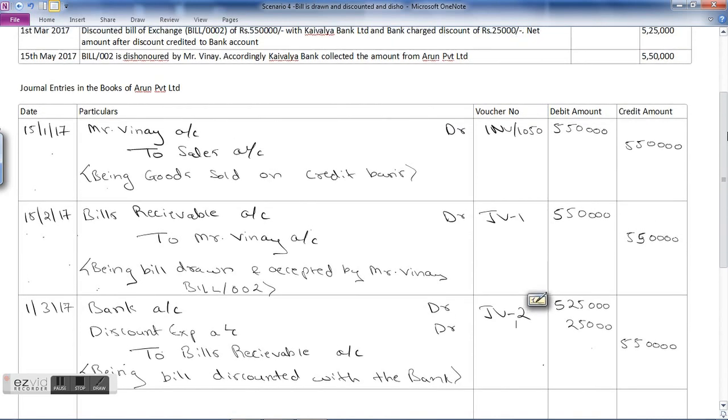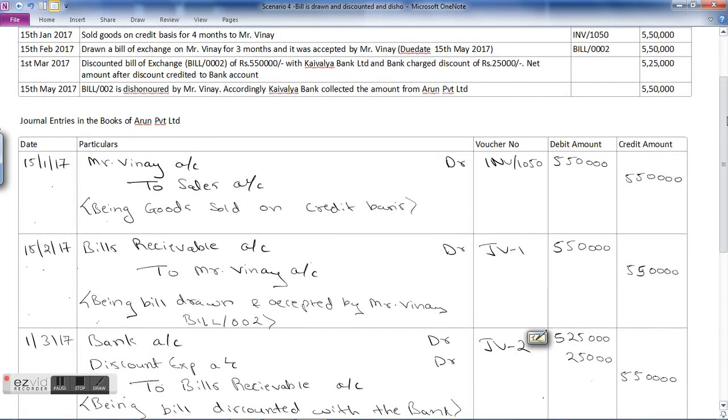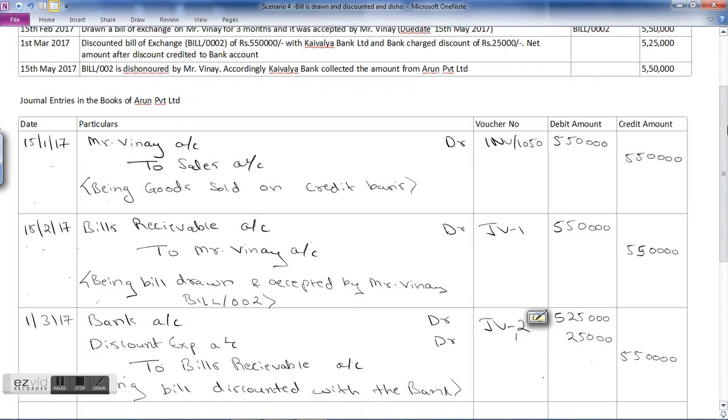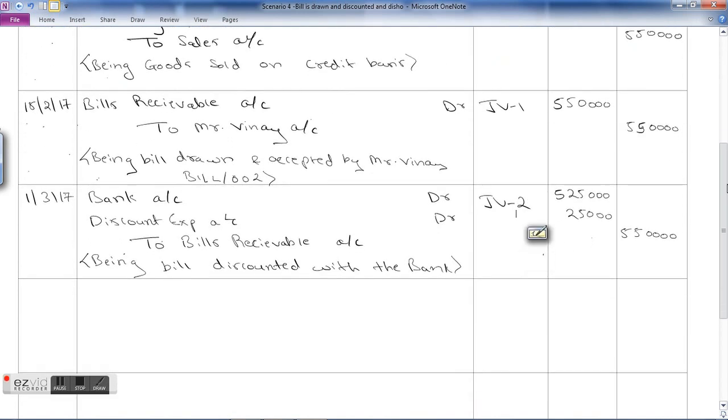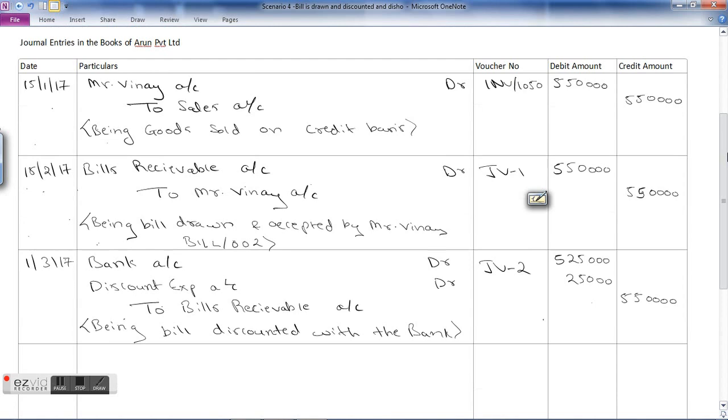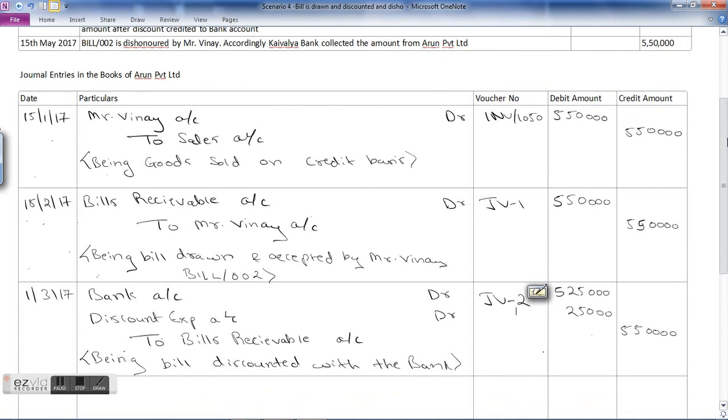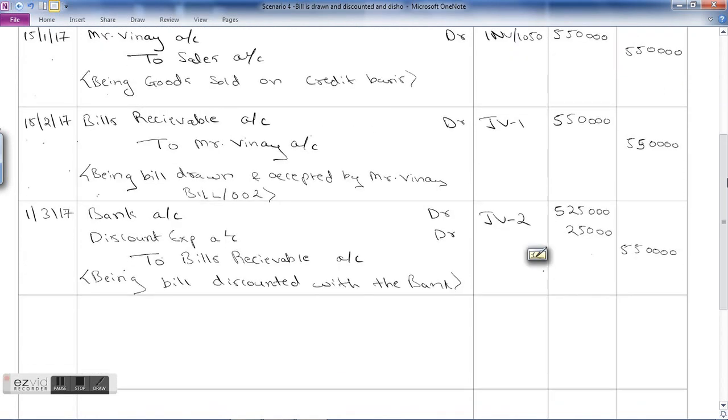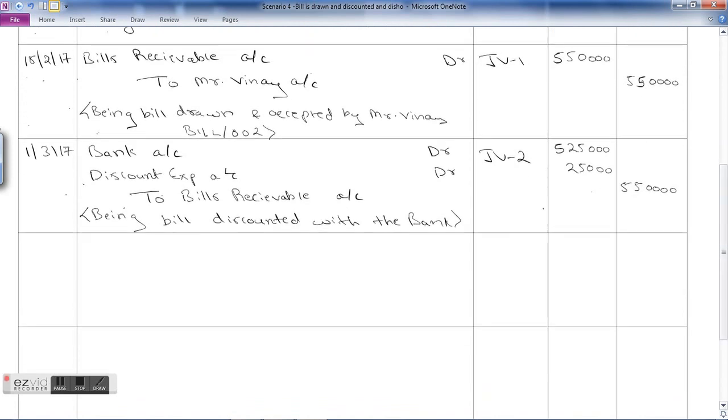Then on 15th May, that is on the due date, Mr. Vinay has dishonored the bill. Accordingly, Kaivalya Bank collected the amount from us, that is Arun Private Limited. So on 15th May, the bank couldn't collect the amount from Mr. Vinay, so the bank has collected the amount from us, Arun Private Limited. So 15th May 2017 entry. Now this is the journal entry for dishonor of the bill.